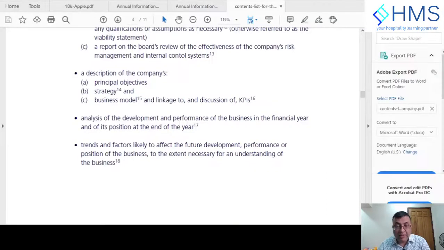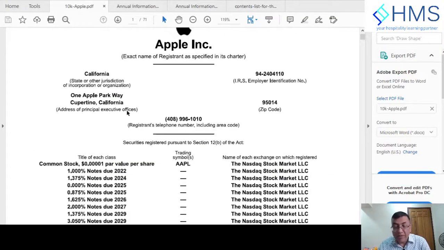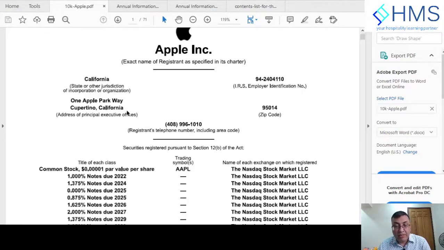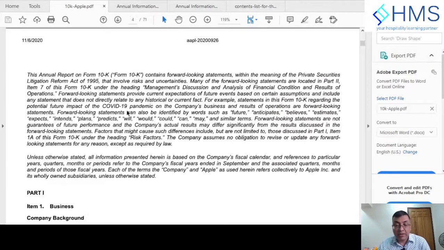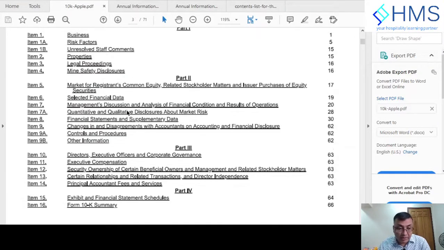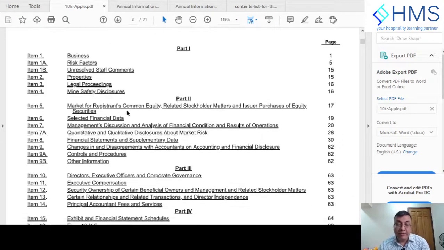So here is the annual report of a company called Apple. This is a 10K report from the company. Here you will see it's a plain document, black and white, no fancy pictures or anything else. You can see the text, the structure, the table of contents. It is divided into four parts.